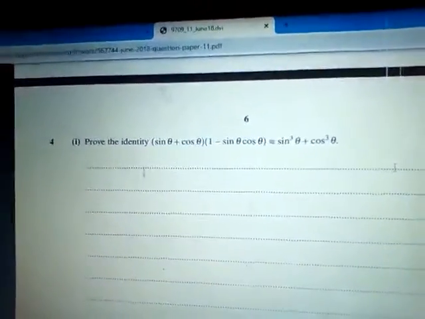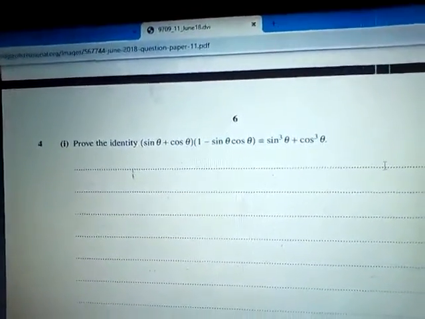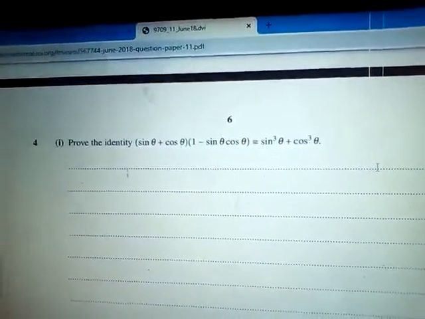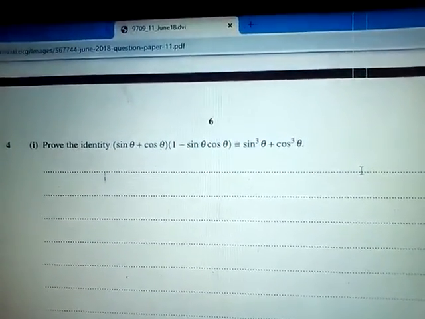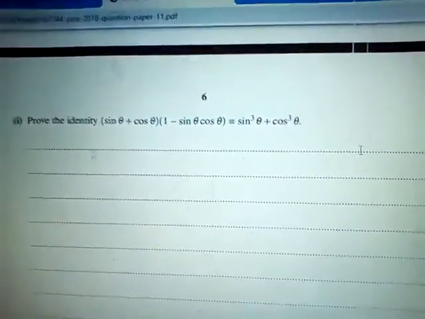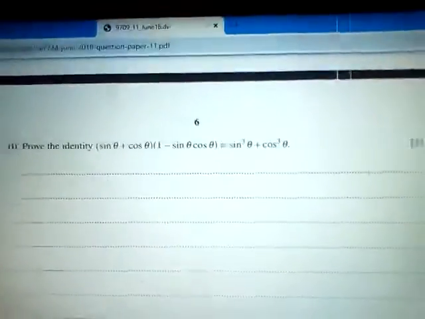Okay, so we are going to solve a calculus question. This is a past question from 2018, and we need to prove this identity. So what are we supposed to do? There are two ways to do such a question, and it's a 3 mark question, by the way.